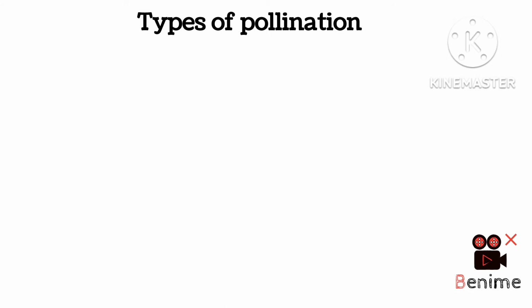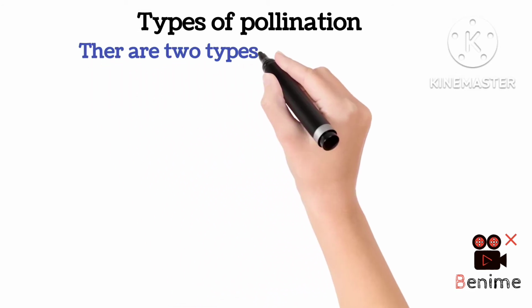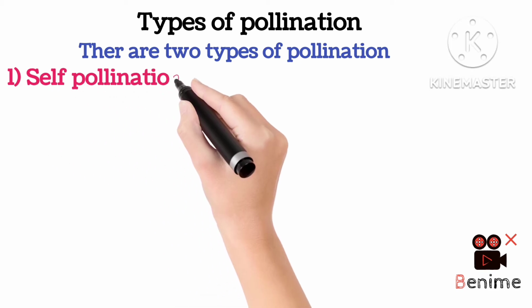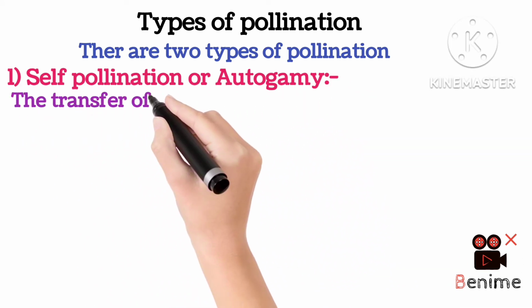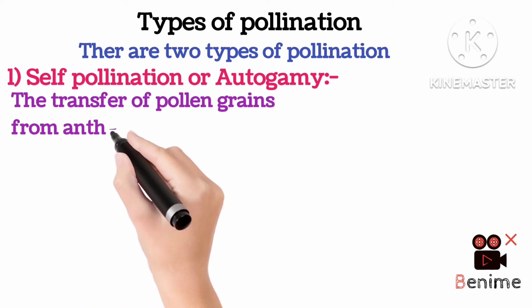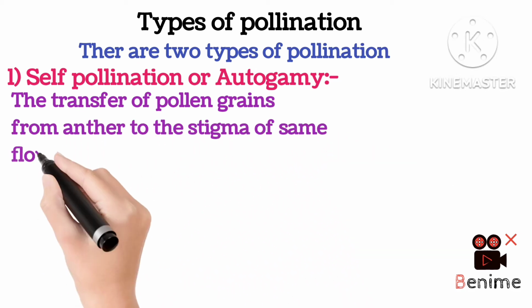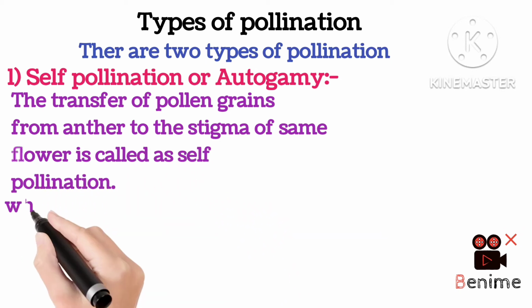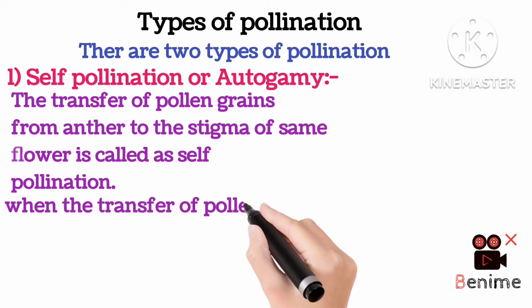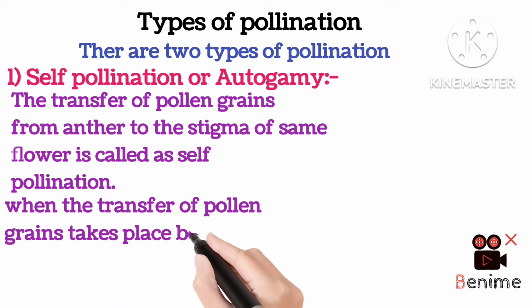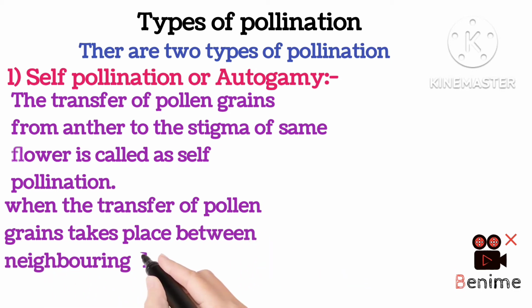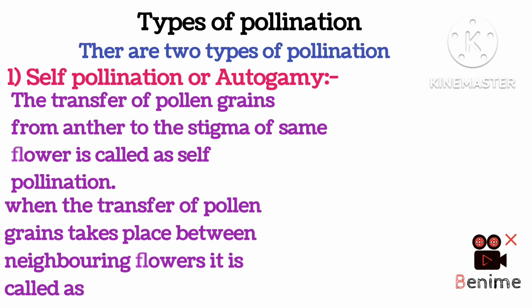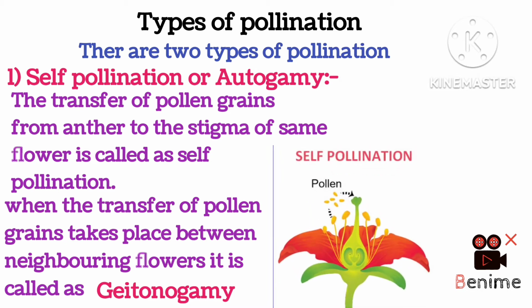Types of pollination. There are two types of pollination. First is self-pollination or autogamy. The transfer of pollen grains from anther to stigma of the same flower is called as self-pollination. When the transfer of pollen grains takes place between the neighboring flower, it is known as geitonogamy. So self-pollination is the transfer of pollen from anther to stigma of same flower.